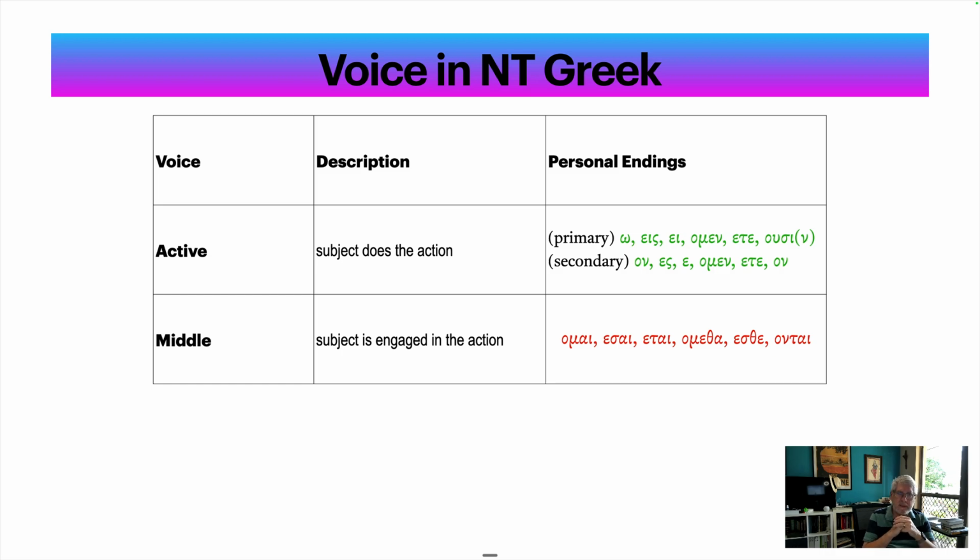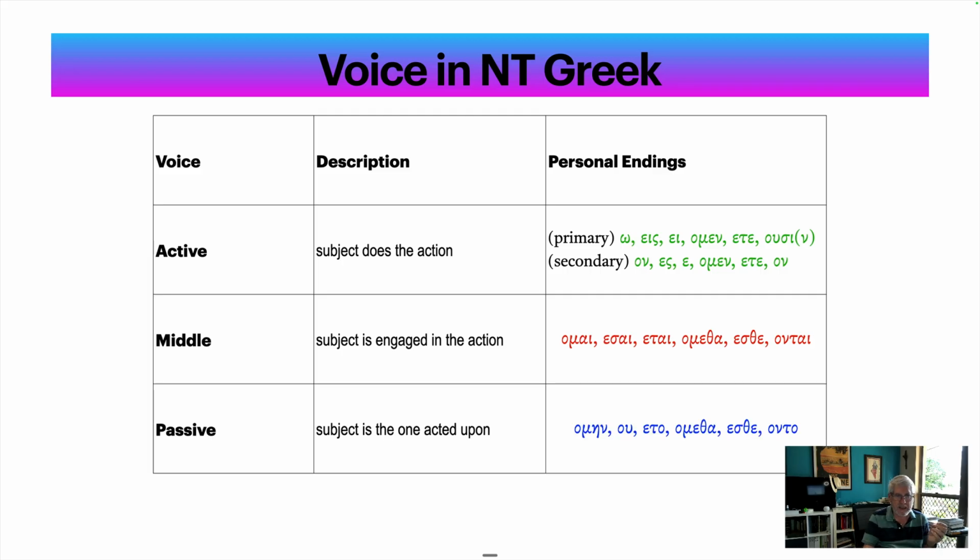So if it's a middle form of the verb, then the subject is engaged in the action in a way that they're caught up in it, rather than simply being the subject who does the action to someone or something else, okay? Active is I'm doing it. Middle is I'm doing it, but I'm actually part of what is happening and I'm caught up in the action in some sense. And then passive, someone else is doing it, but I'm the one who's the person impacted.